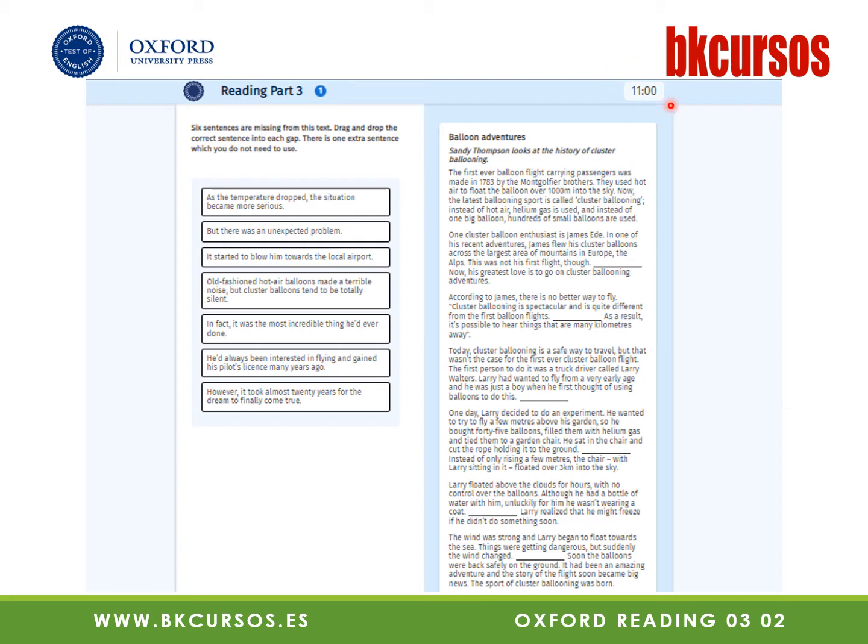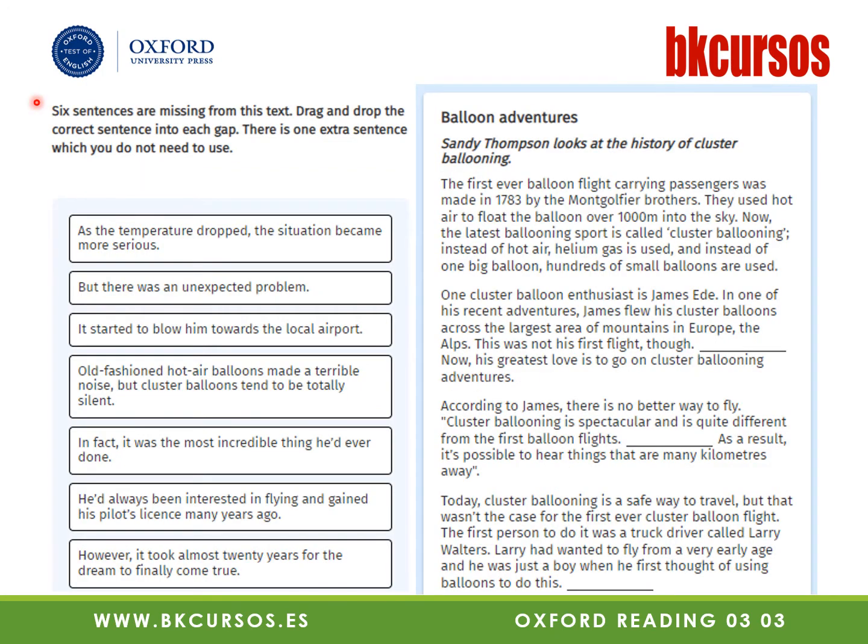As you can see here, you will have 11 minutes to complete this task. You will need to read this long text and choose one of these sentences to go in each gap so the paragraph makes sense. Let's read the question. So we have 6 sentences missing from this text. Drag and drop the correct sentence into each gap. That means that you will need to click each sentence and drag it to the correct gap and drop it there. And there is one extra sentence which you don't need to use. So there are only 6 gaps in the whole test and you have 7 different sentences.